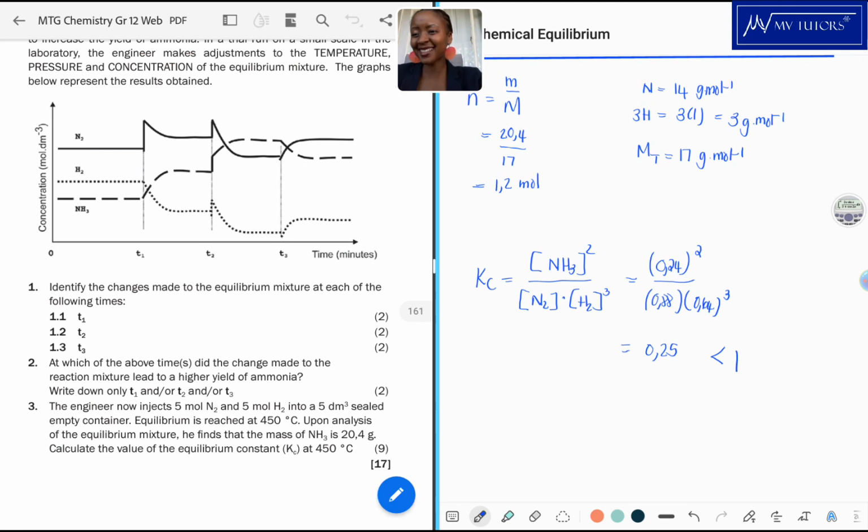Right? And if that's the case, is it economically viable? No, you're not getting much of your product. We want a value higher than 1 to know that we're going to get a lot of our product here. So that's what we can conclude. But they didn't even ask us that. They just said we must calculate the equilibrium constant at 450 degrees. They would have to lower this temperature, maybe they can get better results. But at the end we want our equilibrium constant to be higher than 1 so that we can get a higher yield of ammonia, and this could be economically viable.